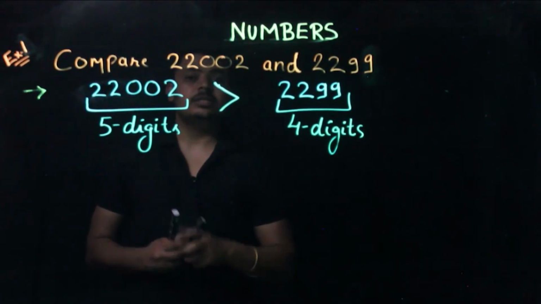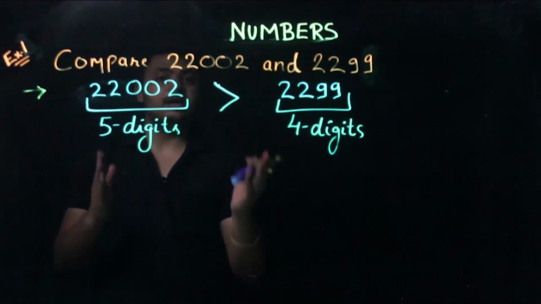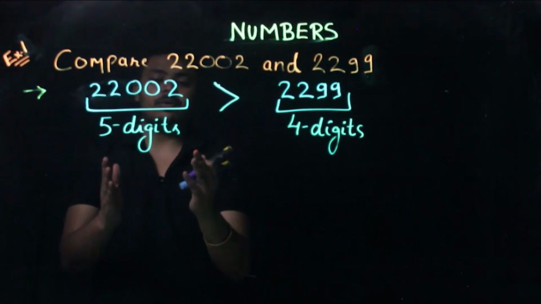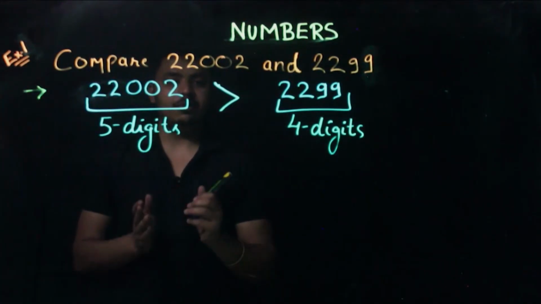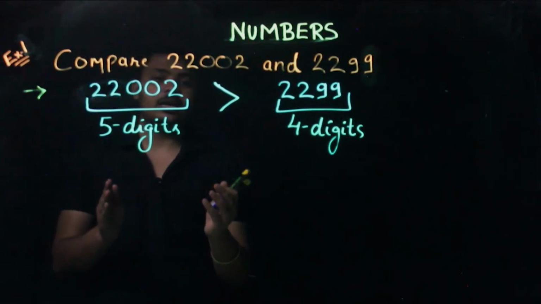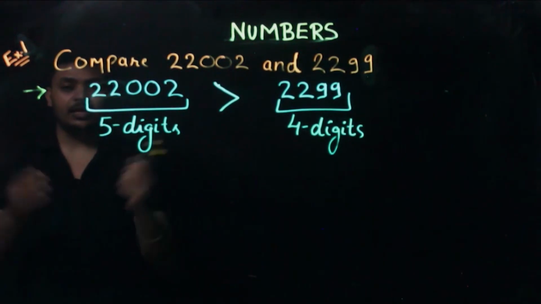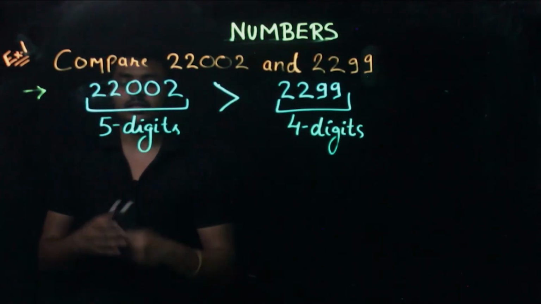I hope students, you have understood how to compare the two numbers using their number of digits. Whenever we have a question where the number of digits are different, we can compare them by counting their number of digits. Okay then, now moving on to our next example and let's see what is new.